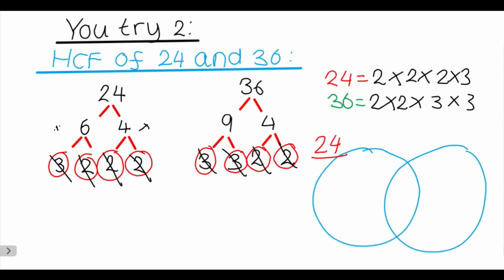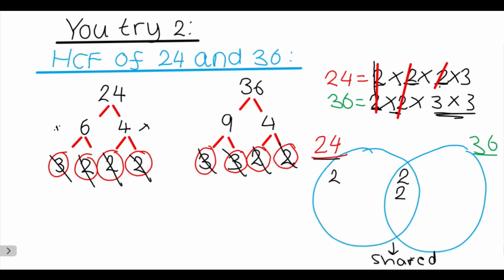So 24 on the left side, and 36 on the right side. And the bottom column in the middle is the shared column. So we're going to see there's 2 here and 2 here. So we're going to cross that off and pop that in the shared column. And now there's another 2 and another 2. So we're going to cross that off and pop that pair of 2 in the shared column. Now we have a 2 here, but we don't have another 2 on the bottom. So we're going to pop that 2 in the 24 column. And we're going to cross that off.